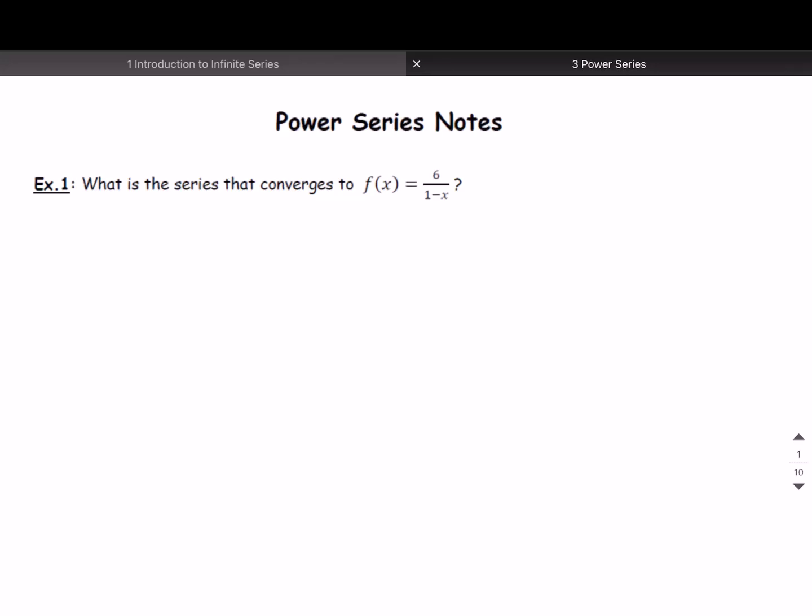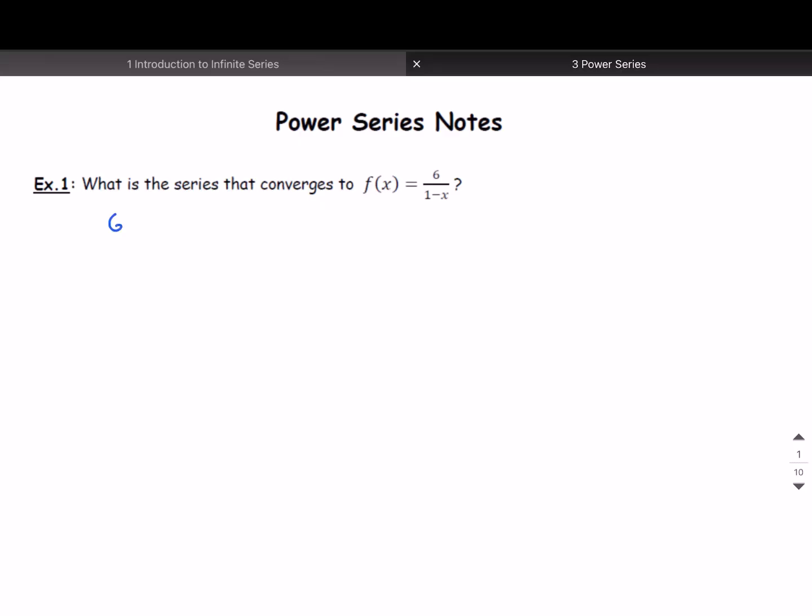Hello everyone. Okay, so today we're going to look at power series, and we'll explain what that is in just a moment, but I want to start with an example here. What is the series that converges to f of x equals 6 over 1 minus x? So I've given you the answer to what it converges to. Now we want to go backwards and find the series.